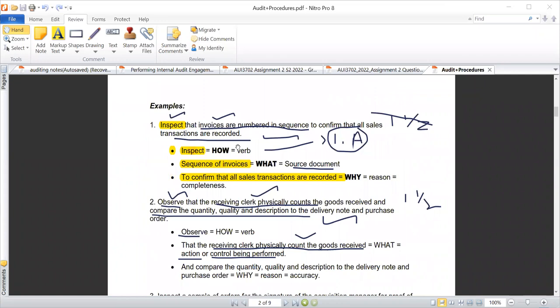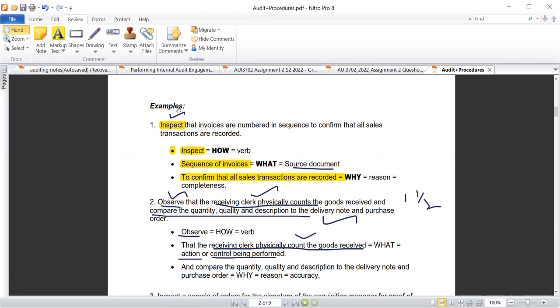Notice, look at this procedure, okay? Because I told you they give 1.5 marks per procedure. So this is how they do it. Look at this procedure: Inspect that invoices are numbered in sequence to confirm that all sales transactions are recorded.